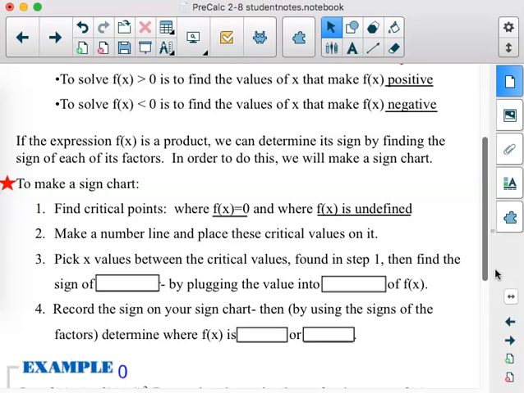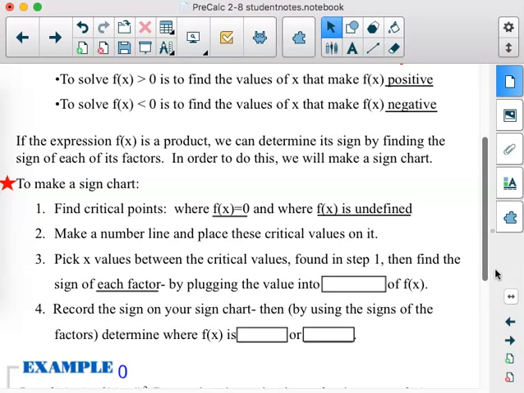And then number 2 says, just make a number line and put those critical values on there. Doesn't have to be a fancy number line. You don't have to make sure all your intervals are spaced. This is just a helper sign chart. That's what this is for. Pick x values between the critical values that you found in step 1. All right, so you're going to have a number line with these numbers on it, the zeros and the vertical asymptotes where it's undefined. Might be a hole, but usually not. And then we're going to figure out between those what's happening.